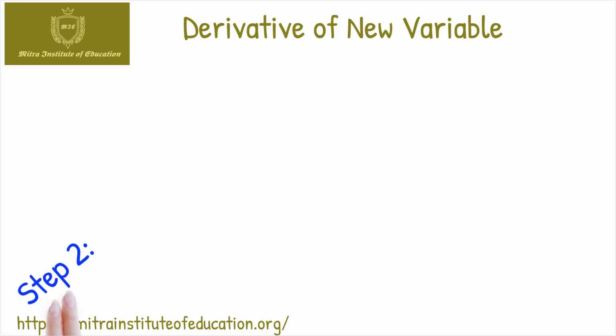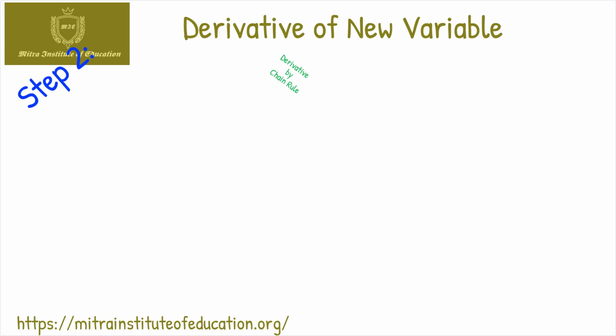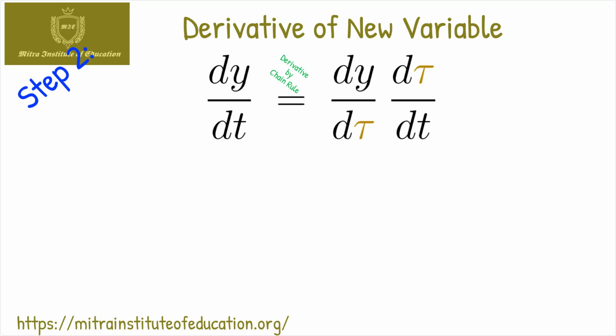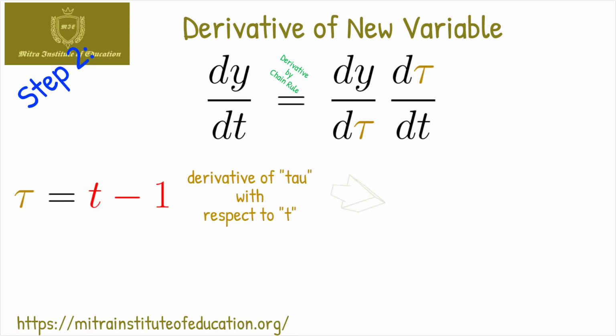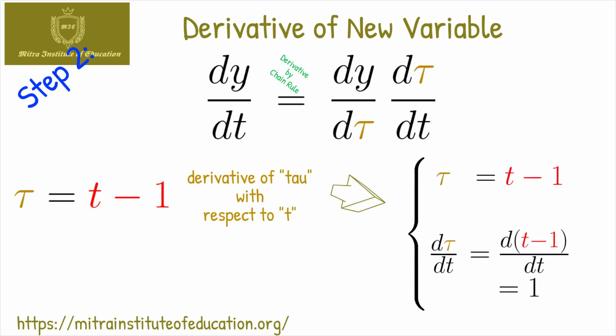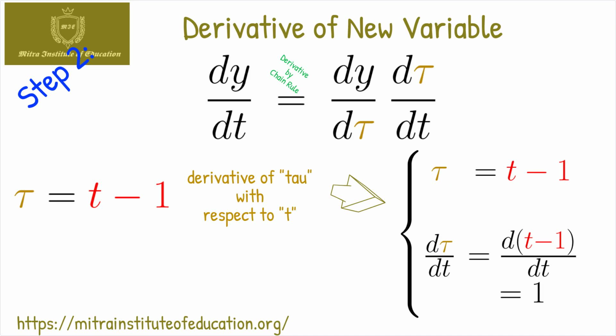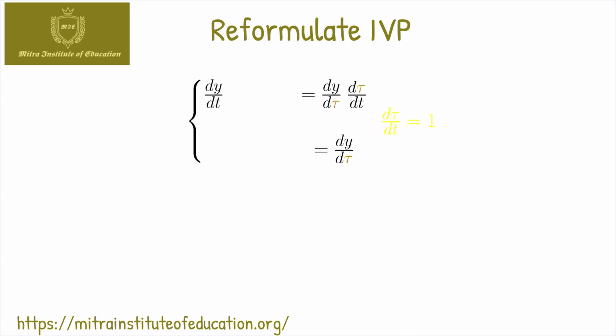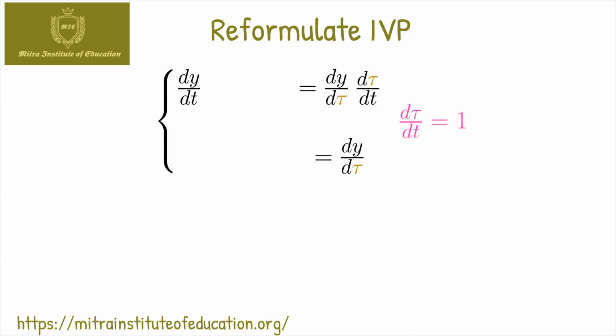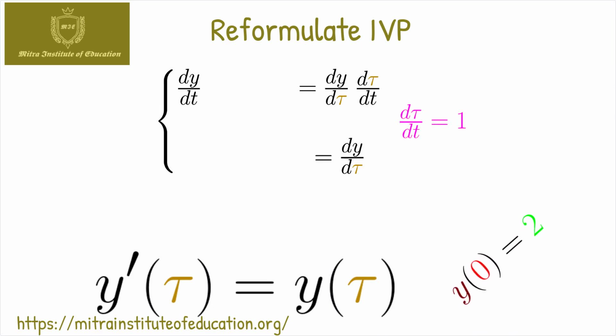In the next step, we'll take the derivative of tau with respect to t. To do this, we need to use the chain rule. The derivative of tau with respect to t is 1. This shows us how tau changes with respect to t. This step is crucial because it helps us properly adjust the equation when we switch from t to tau. Let's proceed to the next step.